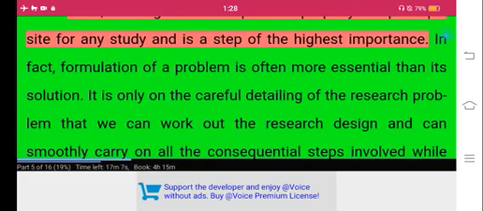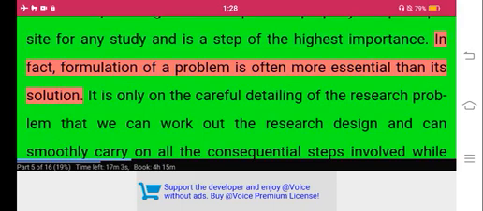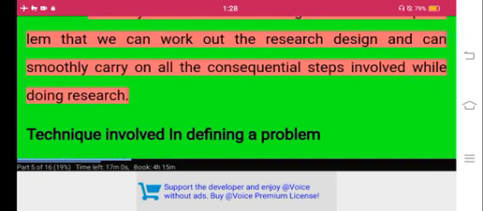Thus, defining a research problem properly is a prerequisite for any study and is a step of the highest importance. In fact, formulation of a problem is often more essential than its solution. It is only on the careful detailing of the research problem that we can work out the research design and can smoothly carry on all the consequential steps involved while doing research.